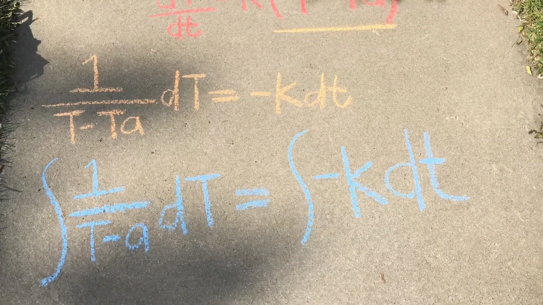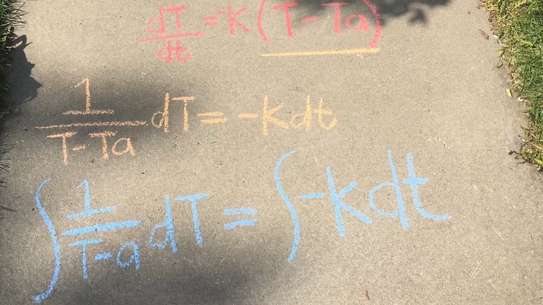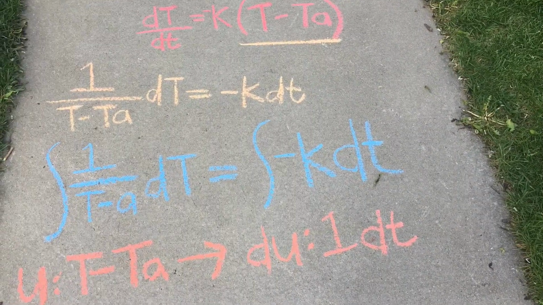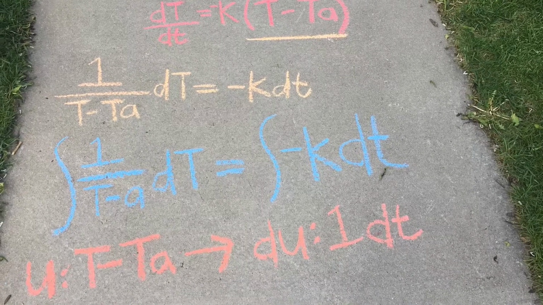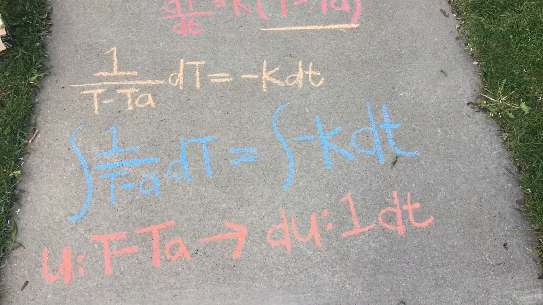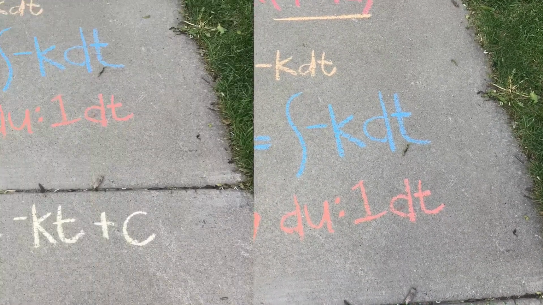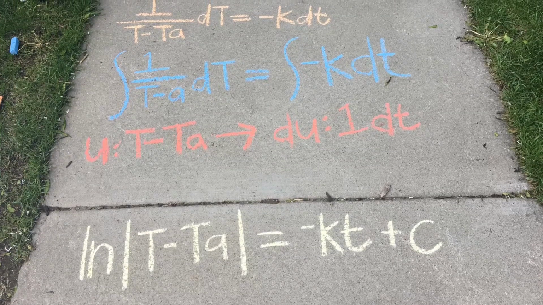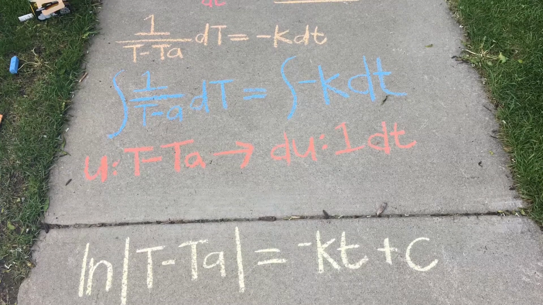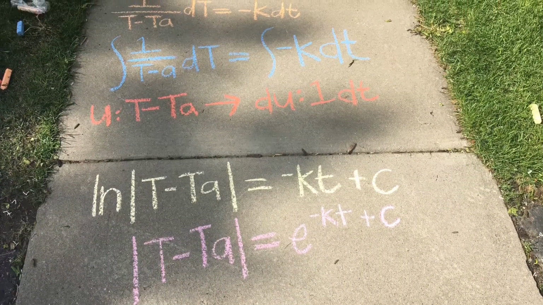The left side of the equation is going to be the natural log of the absolute value of what we have in the denominator. We're using u substitution, where u would be equal to T minus T sub a, then du would be 1 dT, thus making this the integral of 1 divided by u times du. So it would be the natural log of the absolute value of u. So this is the natural log of the absolute value of T minus T sub a is equal to negative kt plus c.